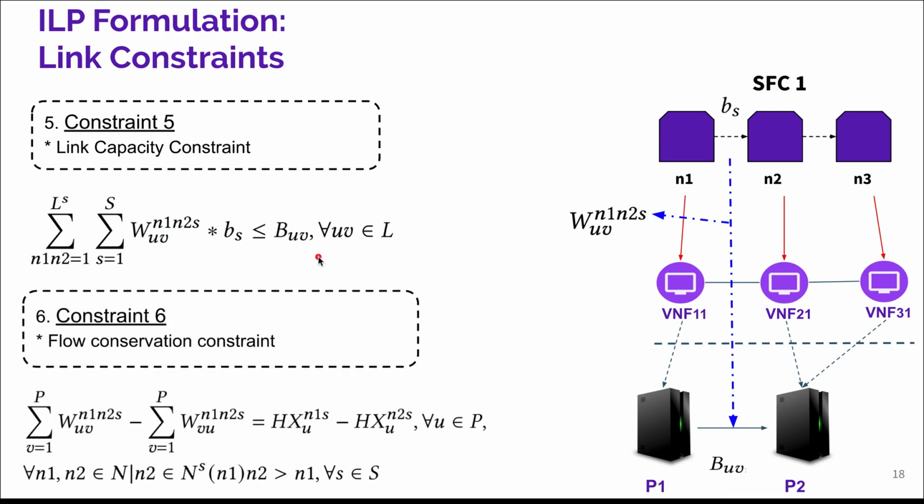In constraint 6, we have the flow conservation constraint. In the flow conservation constraint, we try to make sure that the total ingress traffic entering a physical machine should always be equal to the total egress traffic exiting it. In this equation, we try to make sure that for two neighboring functions of a service function chain, if the virtual link connecting them is placed on a physical link connecting two physical machines, the total traffic flowing through those links should always be equal entering and exiting a physical machine. And that is shown by this equation right here.